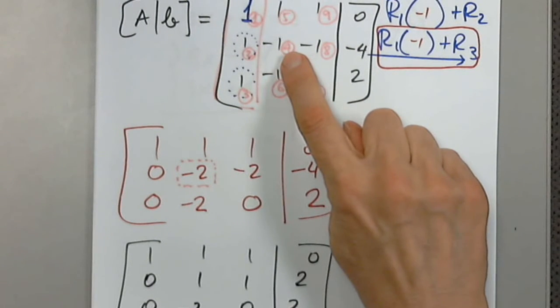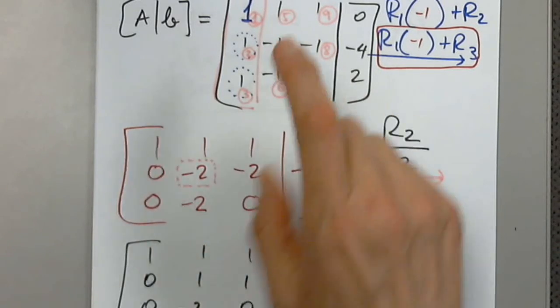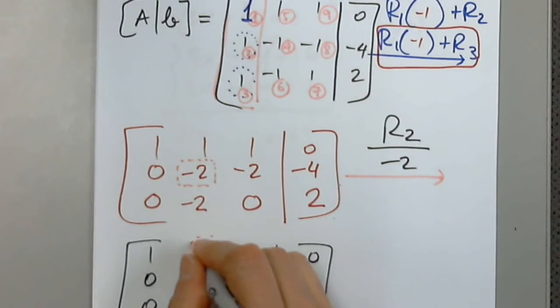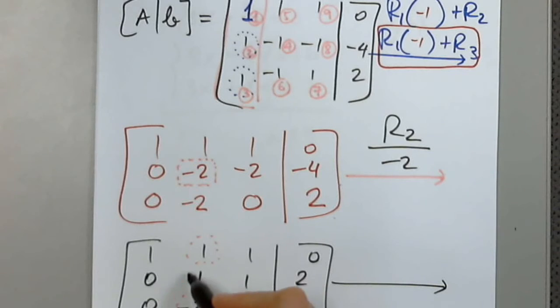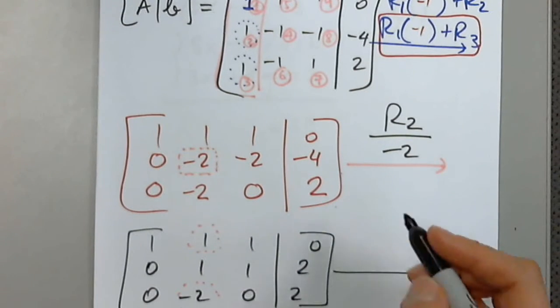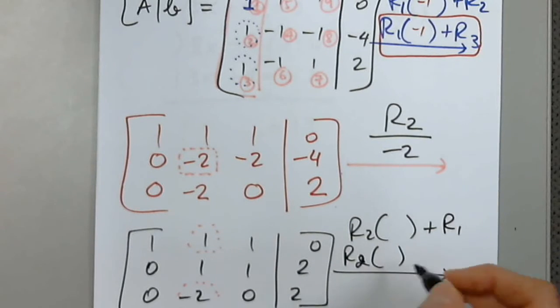I obtained step 4, and now I'm working on 5 and 6. So I want here a 0, and I want here a 0. Which row do I use this time to get the corresponding zeros? Row 2. Absolutely. That's why I prepared the 1 in here. Good. So row 2 is multiplied by something and added to row 1, and row 2 is multiplied by something else and added to row 3.